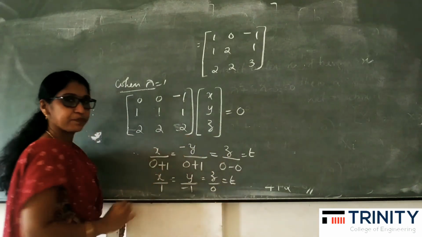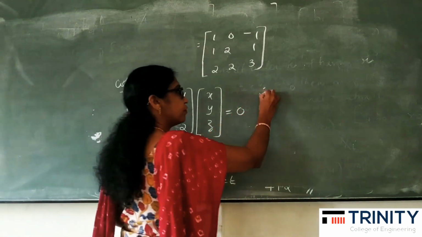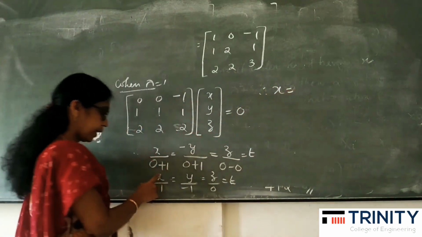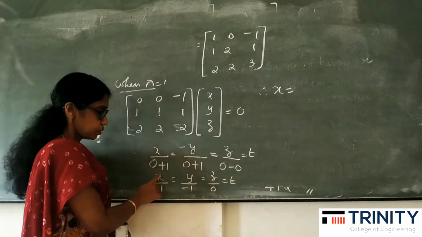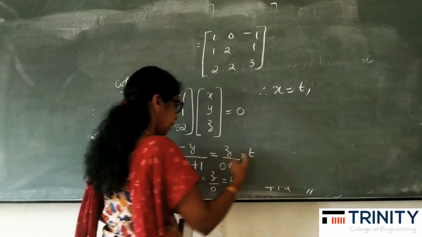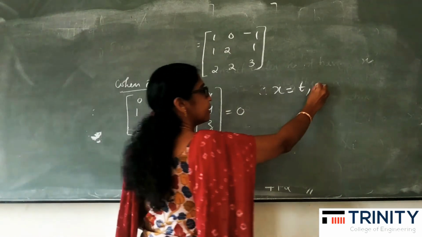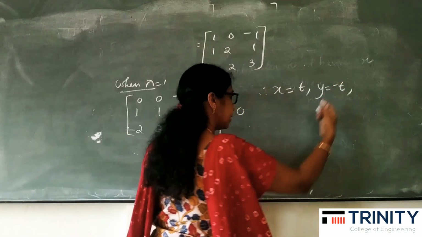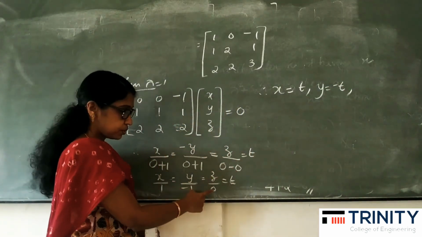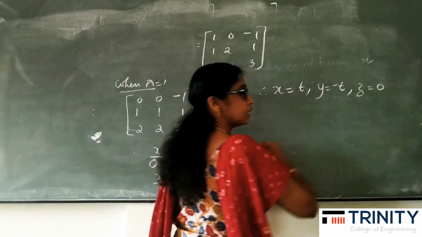Okay. Here we can write x, y, z. Therefore, what will be x? x is equal to x by 1 is equal to t. So x equal to 1 into t. That is x equal to t. Now y is equal to minus 1 into t. That is y is equal to minus t. And z is equal to 0 into t, that is 0. Z is equal to 0.